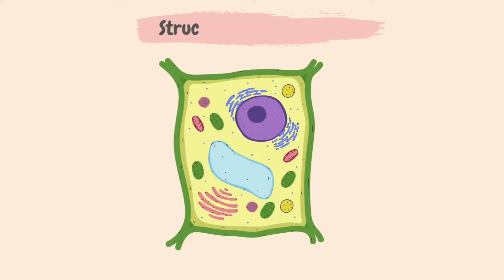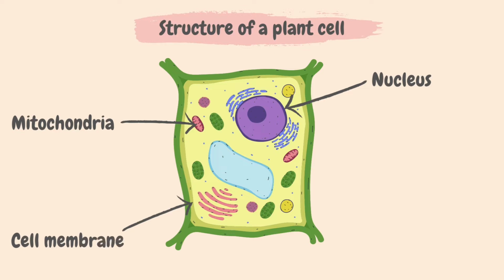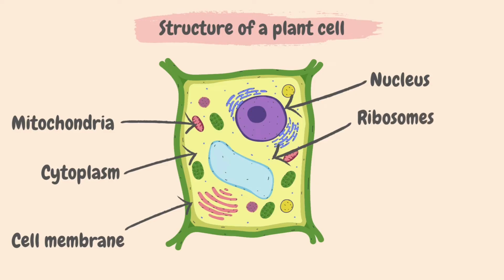Next, we'll look at the plant cell. The parts of the animal cell that were mentioned previously are also present in the plant cell. This is the nucleus. This is the mitochondria. This is the cell membrane. This is the cytoplasm. And these are ribosomes.